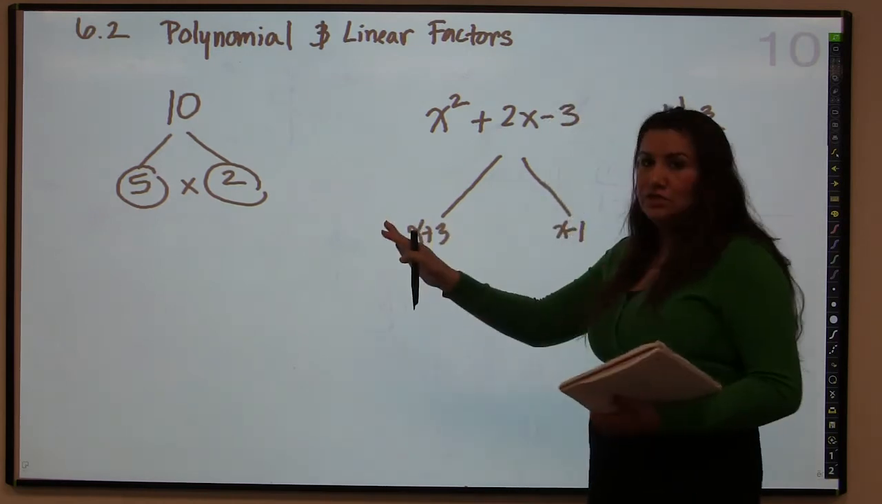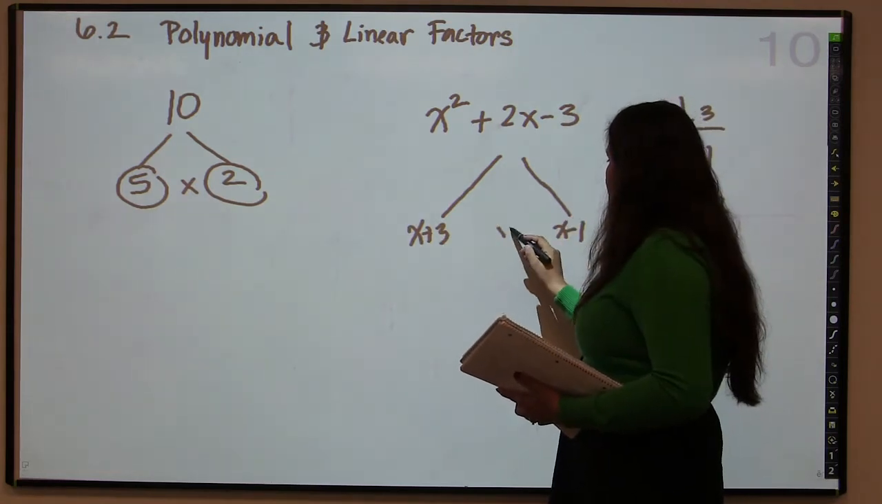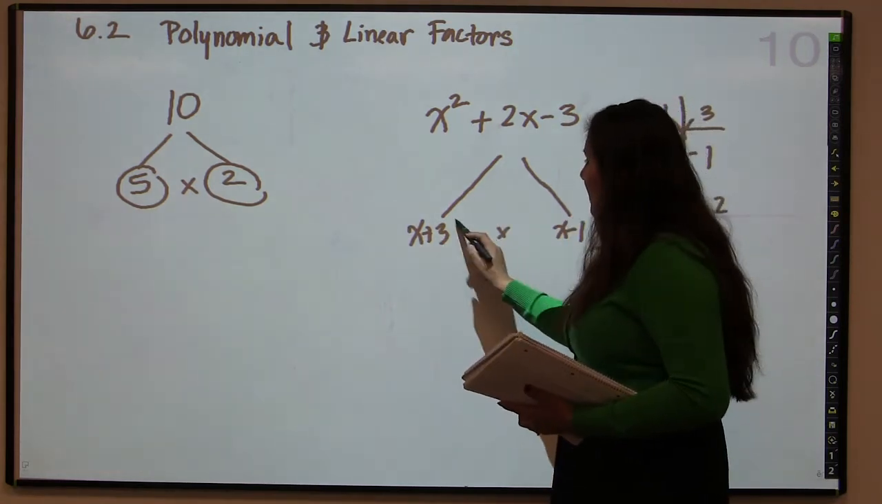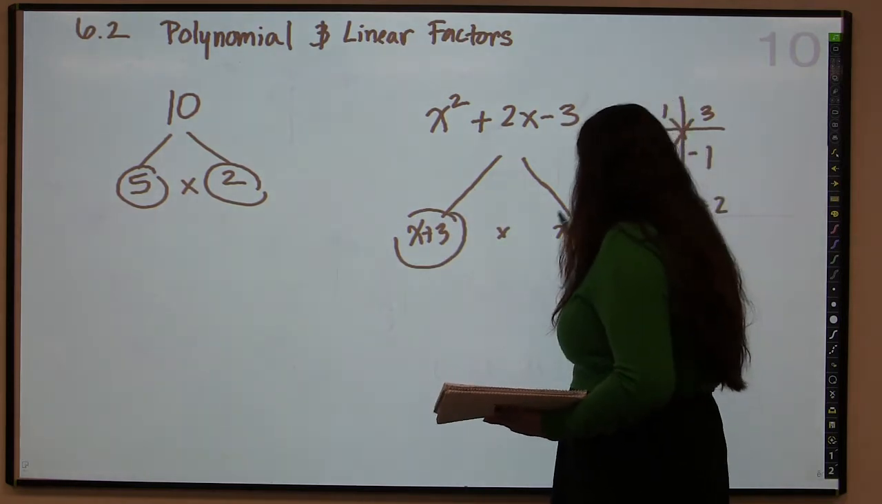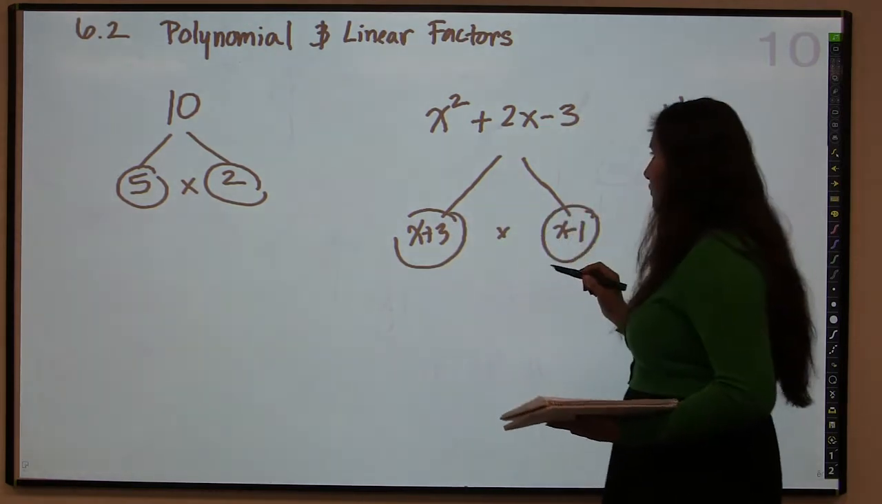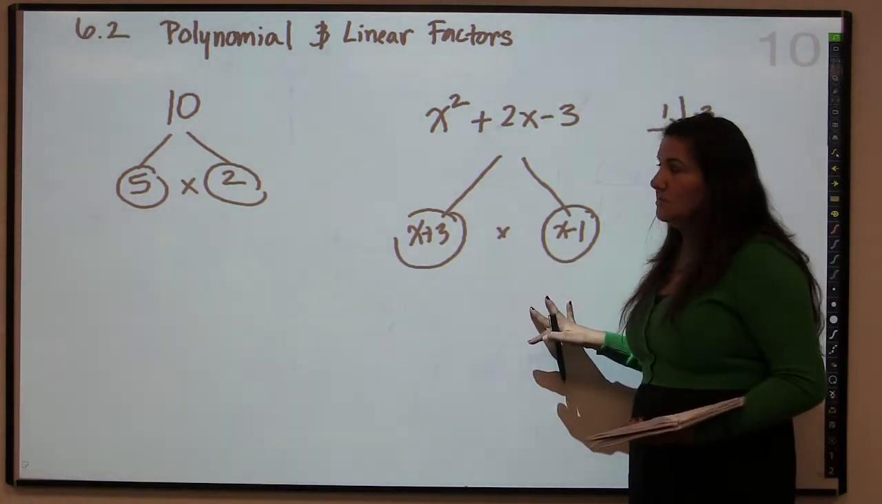So we know that we can put here x plus 3 and x minus 1. And in a similar fashion to the factor tree over here, each branch here is being multiplied by each other. So we know that x plus 3 is a factor of x squared plus 2x minus 3, and x minus 1 is also a factor of x squared plus 2x minus 3. This has huge implications for us in the next section.